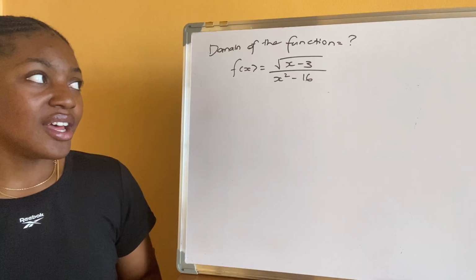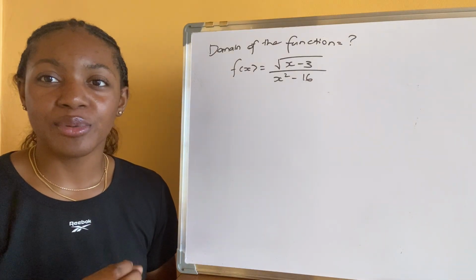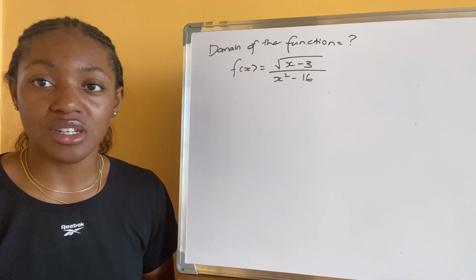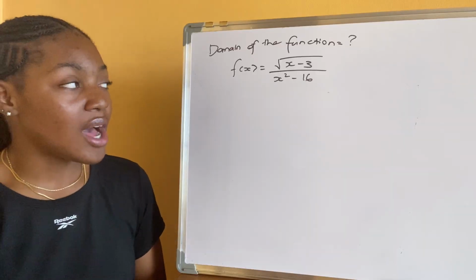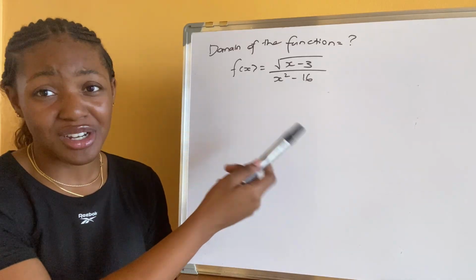Question 5. The domain of the function f of x equal root of x minus 3 all over x squared minus 16. So we want to find the domain of this function. And notice that this function is like an incorporation from the two previous questions, question 3 and question 4, where we have a square root and we have a fraction basically.